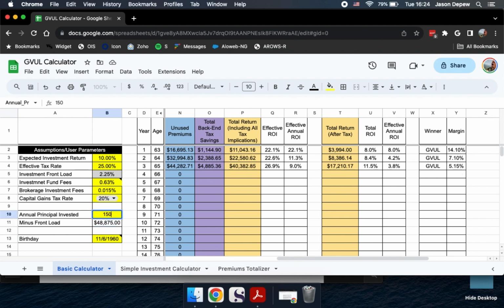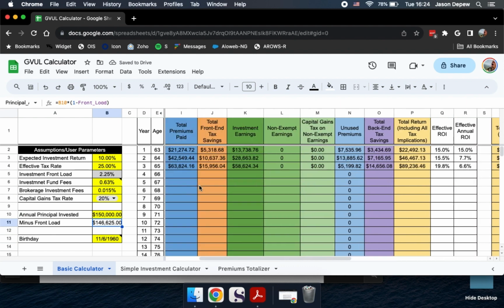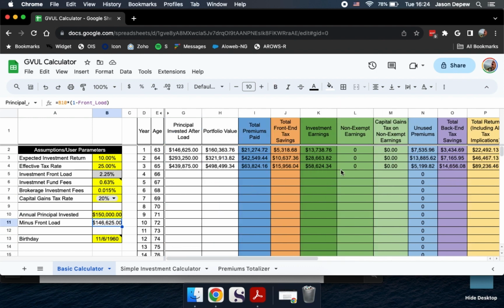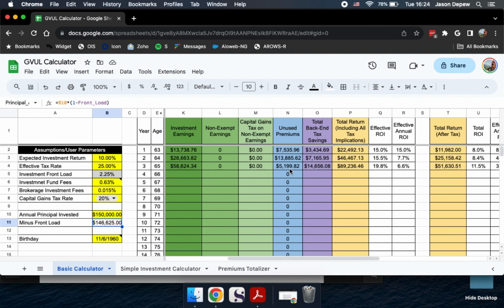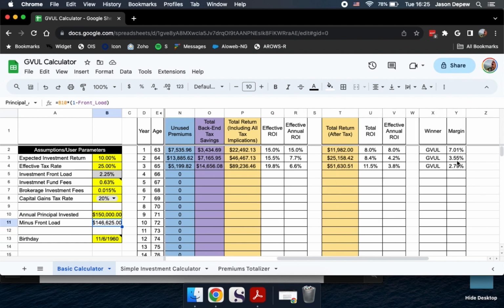We can take this all the way up, I think, to $150,000 a year. Even if you put that much in, you're still going to have unused premiums because of your investment earnings. On 150 grand a year, so a total of $450,000 invested, you're going to earn upwards of $58,000 over the next 3 years. And there's still going to be $5,000 in unused premiums from Delta, which, fine, that's money on the table, but it's okay. GVUL still wins by almost 3% in the last year.